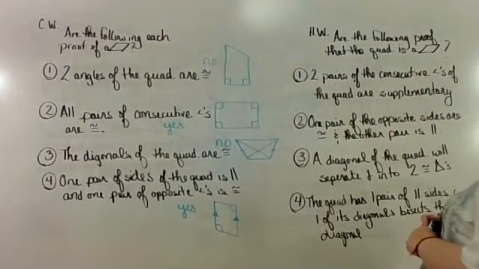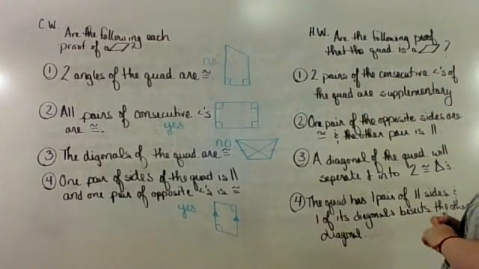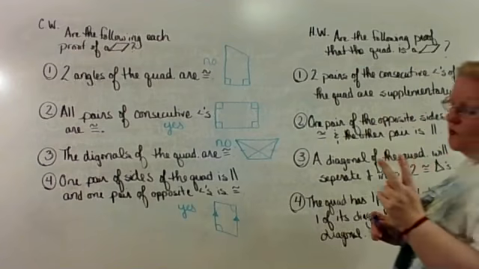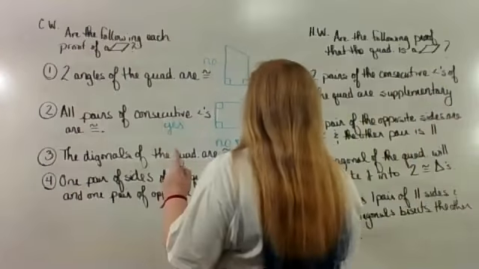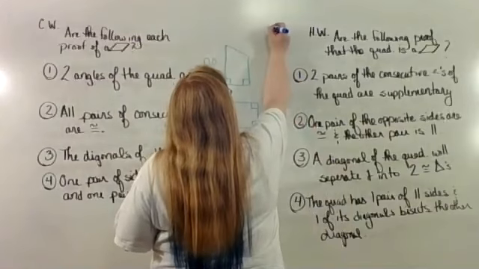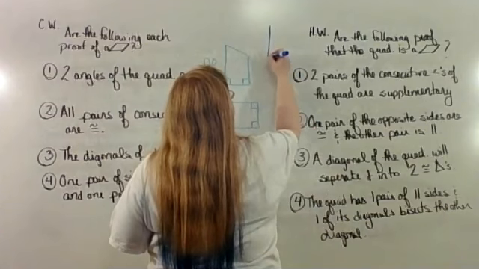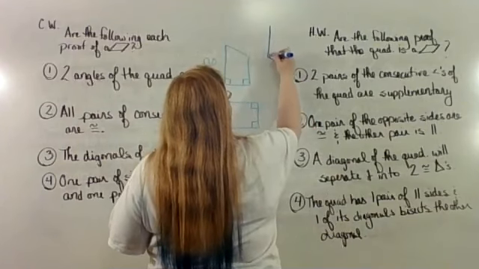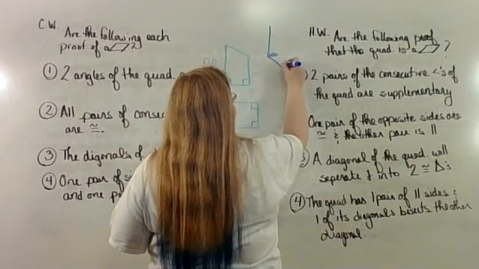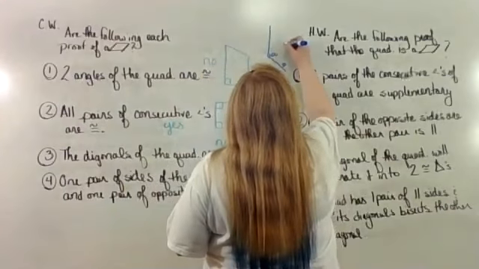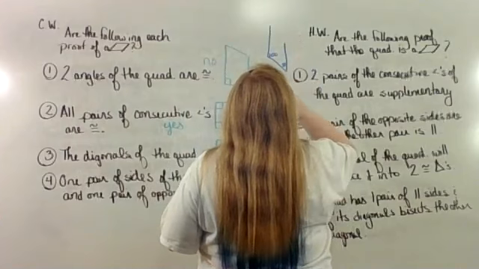Are the following proofs that the quadrilateral is a parallelogram? 2 pairs of consecutive angles of the quadrilateral are supplementary. 2 pairs. Let's see. If I let this angle be 100 degrees, that means that this angle would be 80 degrees, and it looks smaller. That one.